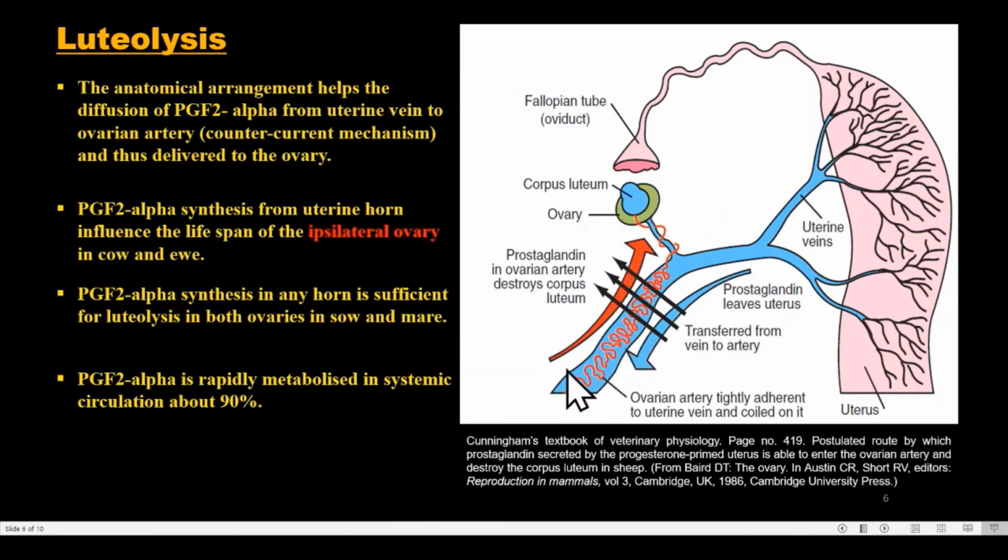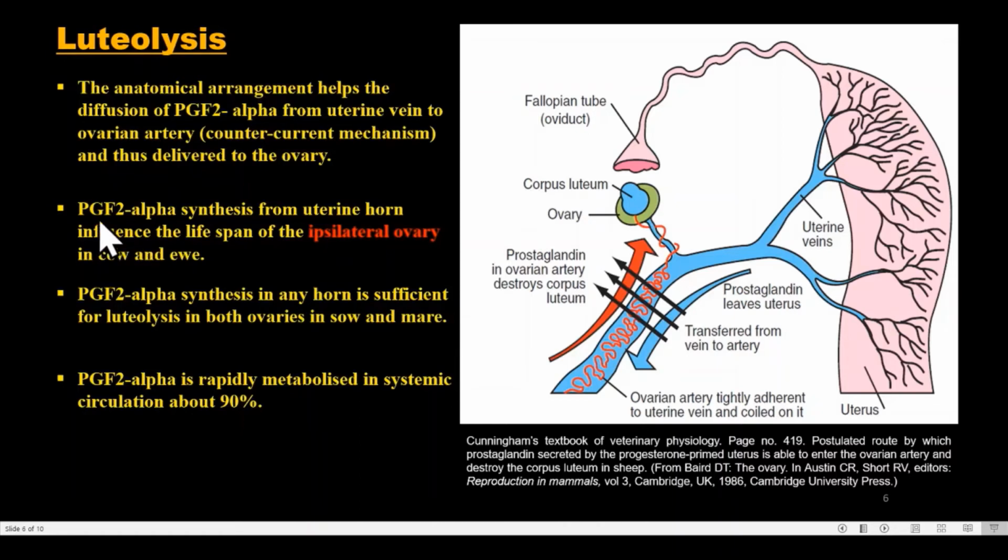If PGF2 alpha doesn't diffuse and comes into the circulation, it is rapidly metabolized in the systemic circulation. Almost 90% of PGF2 alpha is metabolized in the systemic circulation, and therefore a very minimal amount is left over, which cannot cause luteolysis. Therefore, PGF2 alpha should be prevented from entering the systemic circulation. This diffusion of PGF2 alpha and its delivery to the ovary play a very significant role in degeneration of the corpus luteum.